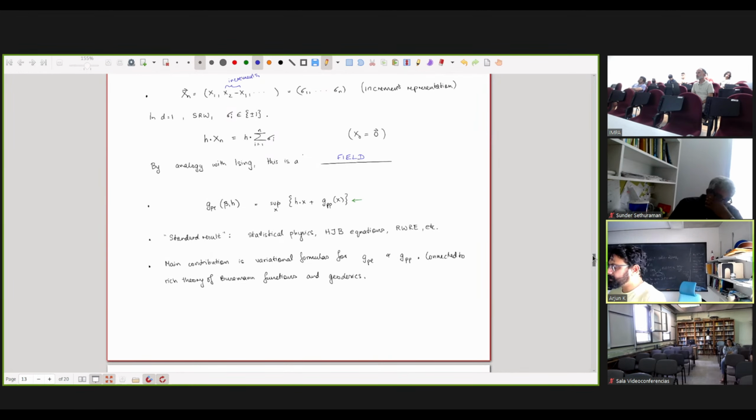So Georgiou, Rassoul-Agha and Seppäläinen also established the usual convex duality relation between these. You see this in statistical physics, as I said earlier, Hamilton-Jacobi-Bellman equation, random walk in random environment. Their main contribution is, of course, variational formulas for the point-to-line and point-to-point polymers, connected to the theory of Busemann functions and infinite geodesics that I can't talk about in this talk.